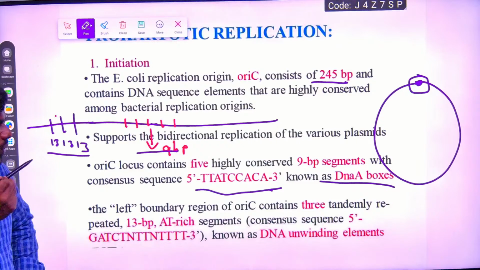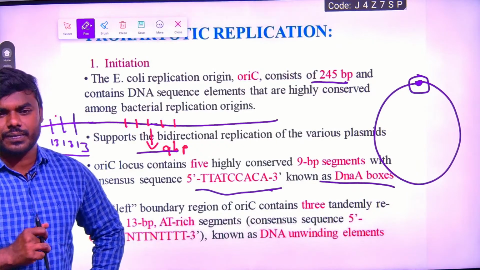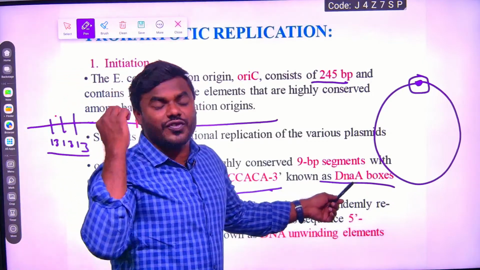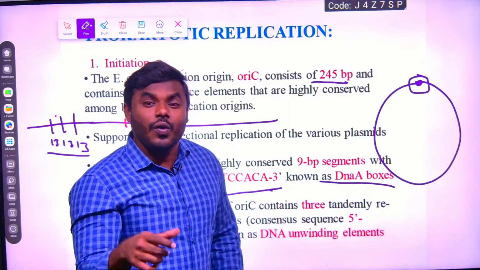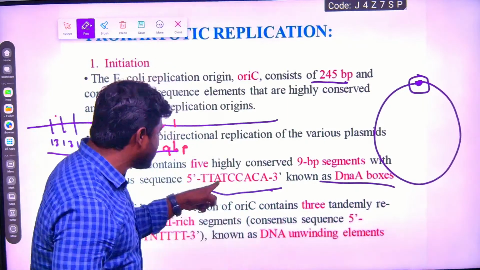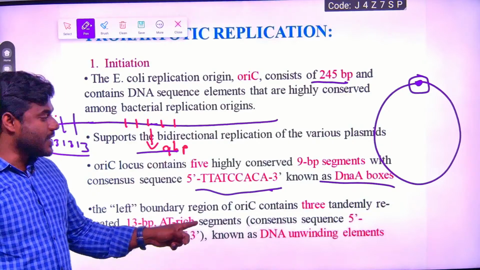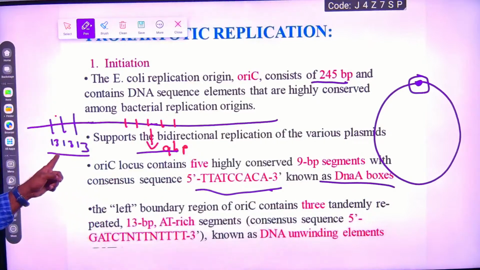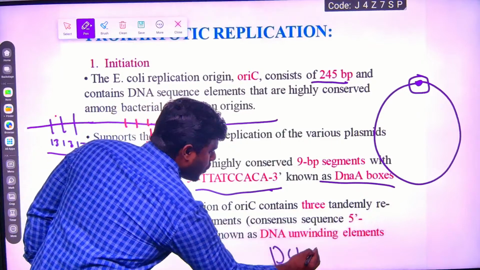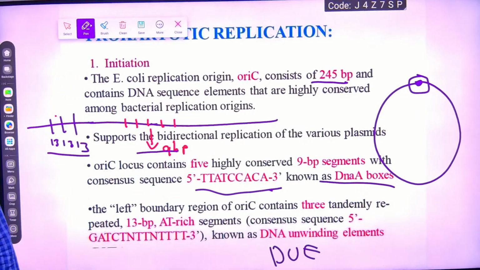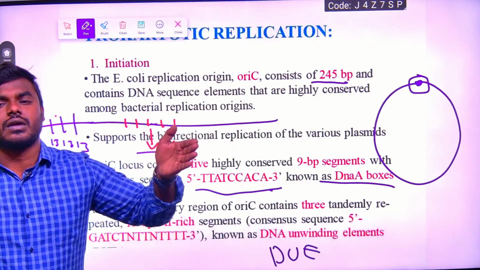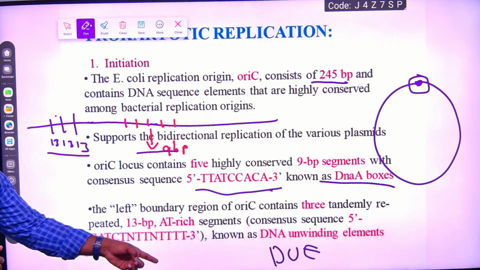Now can anyone tell me why I am using the word DnaA boxes? I hope you all remember, right? What is the function of DnaA? Initiator protein. Where exactly does it recognize oriC? Exactly at the 9 base pairs. That's the reason we call them DnaA boxes. Now, how many here are there? 13 are there. We call them DUE. What does it mean? DNA unwinding elements. The area where the helicase starts unwinding. That's what we call DNA unwinding.